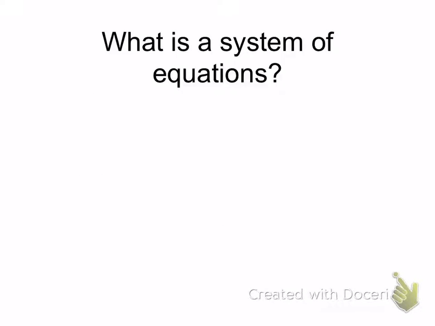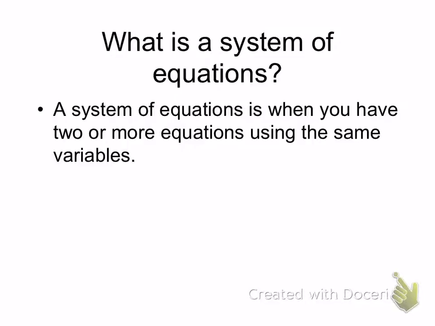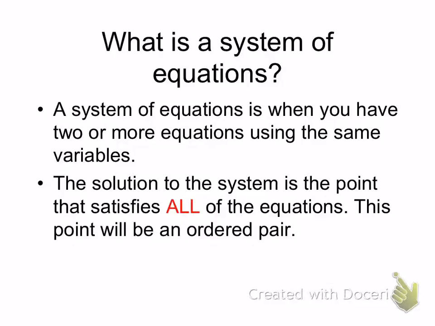All right, I asked, what is a system of equations? And Luca raised his hand and said that it's two or more equations grouped together. So if we look at the definition, it's a system of equations when you have two or more equations using the same variables. To find a solution, or if it says solve the system, or even just solve when you see a system, the solution is the point that satisfies all of the equations. If we looked at a graph, it would be the point where the lines intersect. If you look at the equations, it would be the ordered pair that works for both equations.